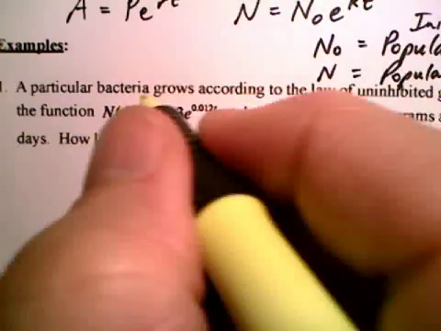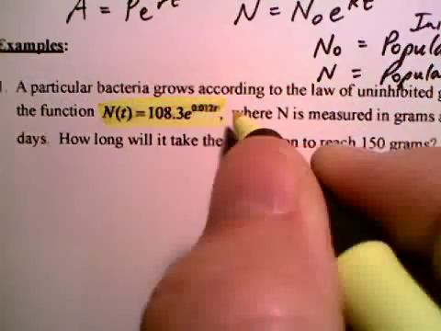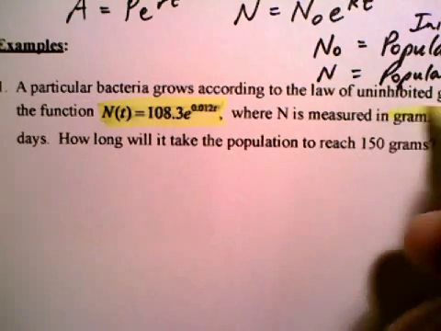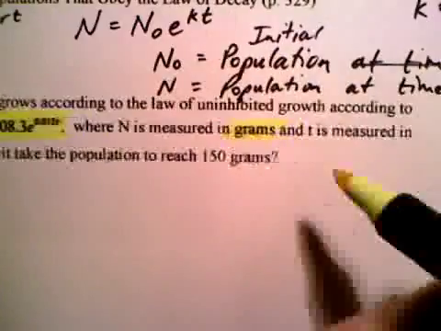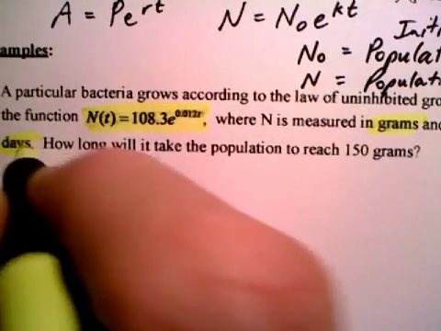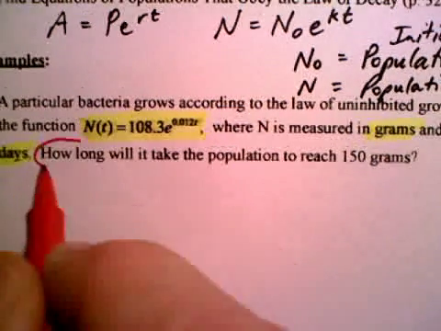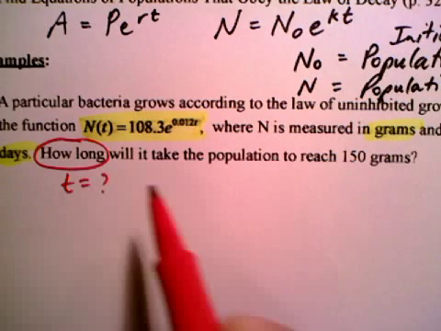N is measured in grams, so you just got to pay attention to little details here. N is measured in grams, T is measured in days, so maybe we highlight that there. Grams, and T is measured in days. How long? Okay, so we're trying to figure out how long something's going to happen. We're going to find T. How long? T equals, I don't know.